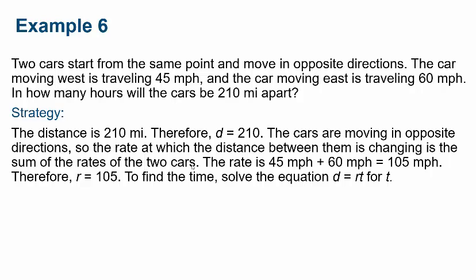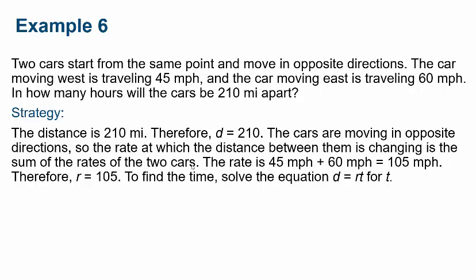All right, let's try this one. 2 cars start at the same point, move in opposite directions. The car moving west is traveling 45 miles per hour, and the car moving east is traveling at 60 miles per hour. How many hours will the cars be 210 miles apart? A little tricky. The distance, 210, that's what we're looking for. Therefore, our distance in this equation, D is equal to R times T, is 210.